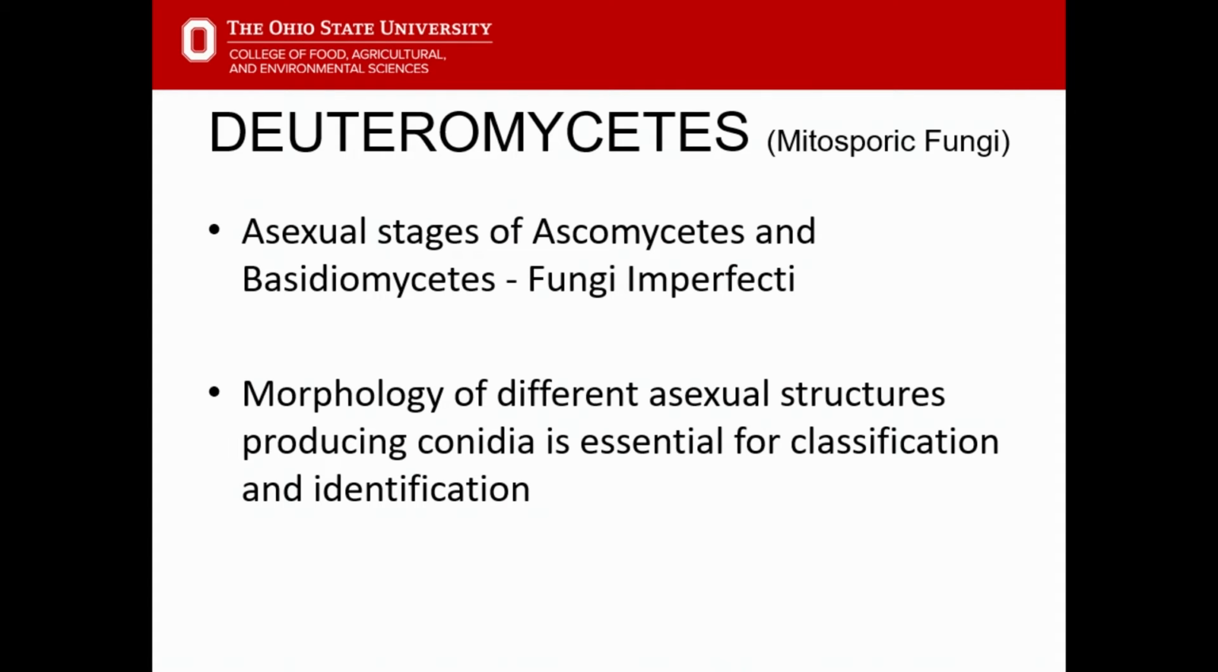In practice, the anamorph forms of many Ascomycete and some Basidiomycete fungi are the economically important forms, and the anamorph names are used in describing or otherwise talking about them. The morphology of the structures that produce conidia, as well as the morphology of the conidia themselves, is critical for the classification and identification of these fungi.